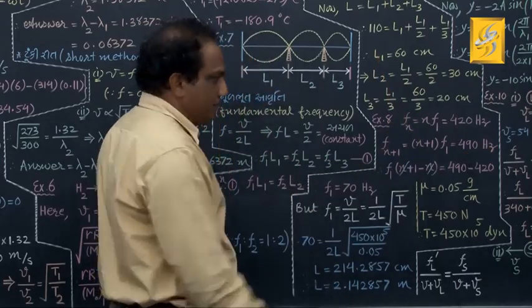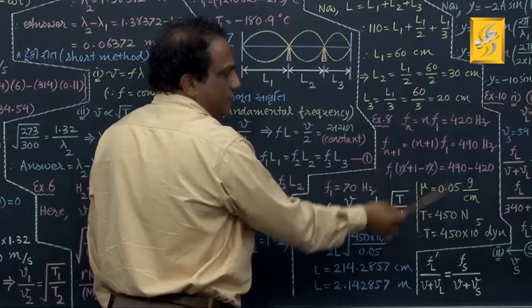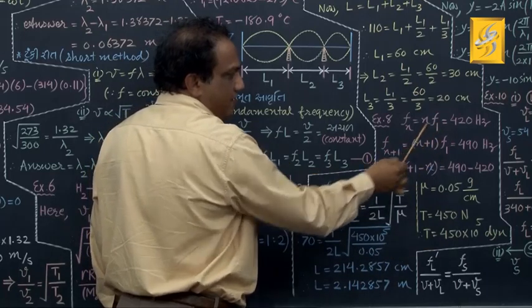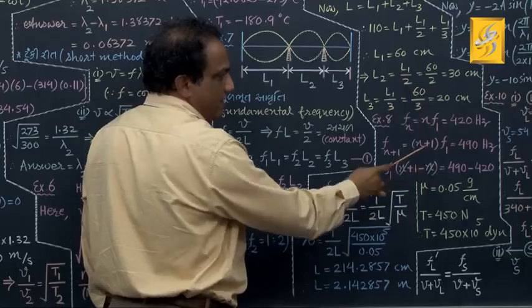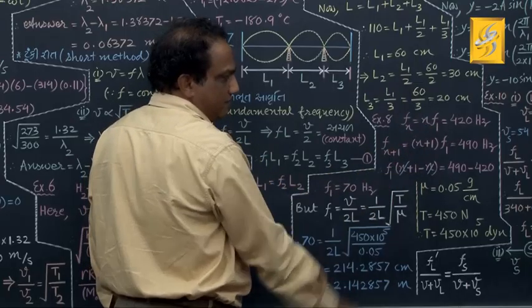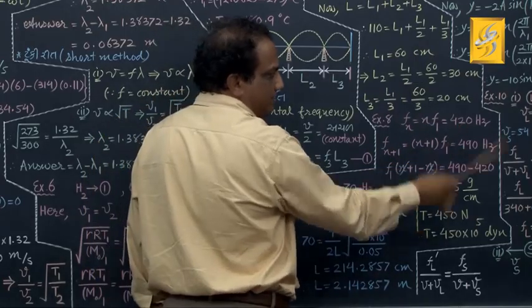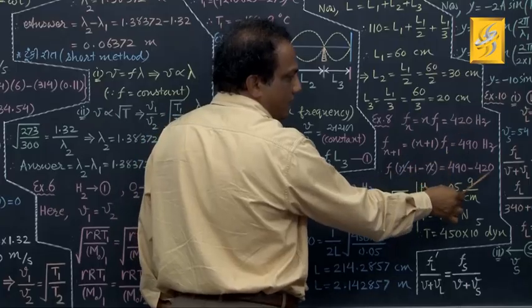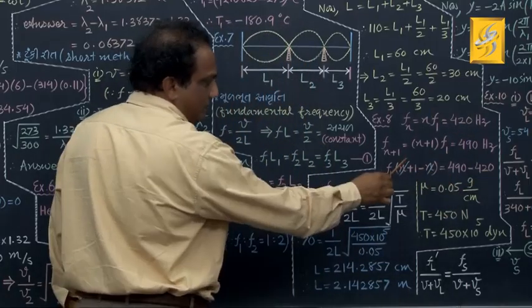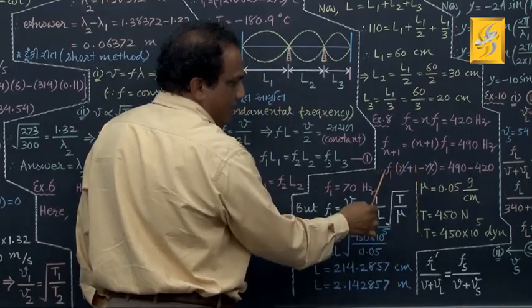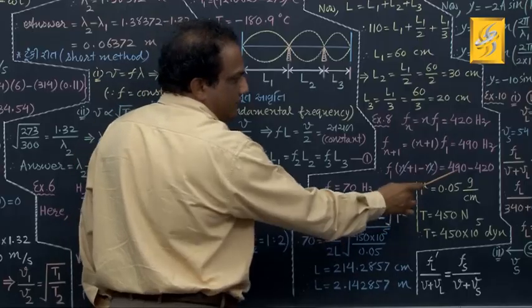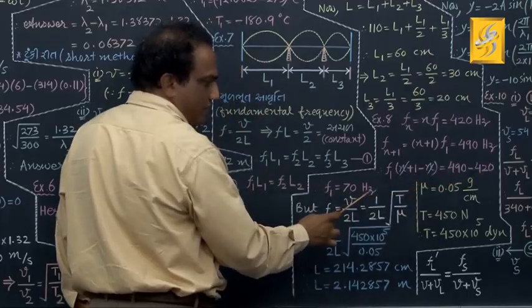Just take the subtraction, this minus this. When you take this minus this, F1 can be taken common. Inside the bracket, n plus 1 minus n. And 490 minus 420. Fine. Now this n will cancel. F1 into 1, that is F1. This minus this is 70 hertz.